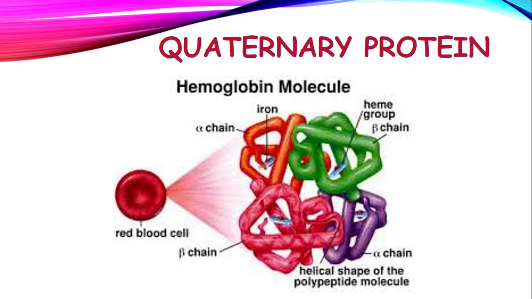In here you can see that this is a very huge molecule because it contains four polypeptides, one polypeptide, another polypeptide, another, and another, and you can see right here it is linked with a non-protein structure called iron. There is also a heme group. So this type of structure is said to be quaternary structure. Now this is the red blood cell.